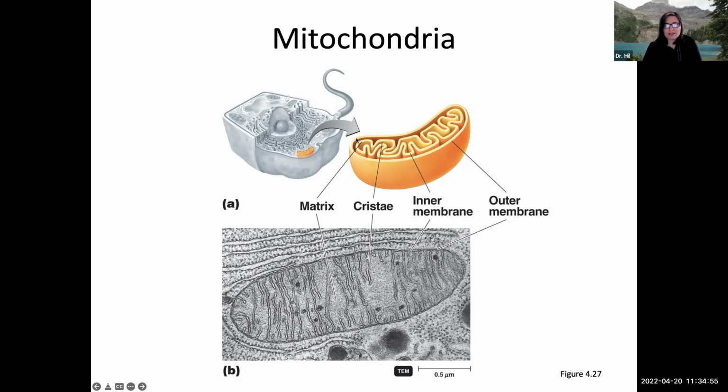So just reminding ourselves what mitochondria look like. Okay, they've got two membranes, an outer membrane and an inner membrane. That creates two fluid-filled compartments that are entirely separate from each other: the interior, which is the matrix, and then the space in between the two membranes, which is called the intermembrane space.